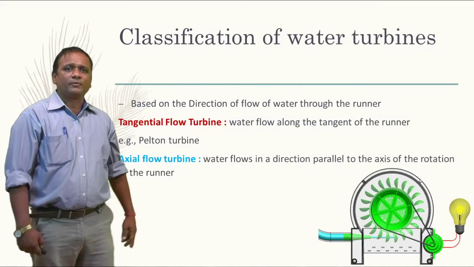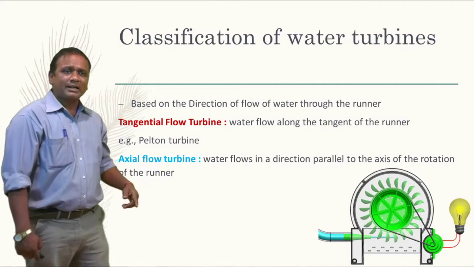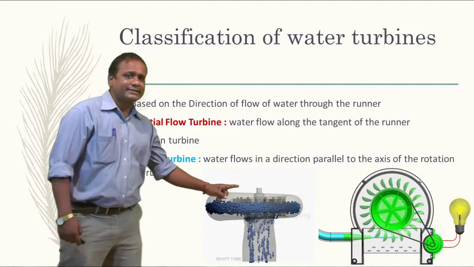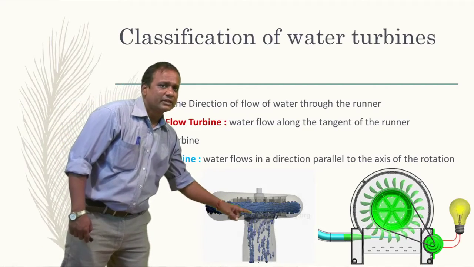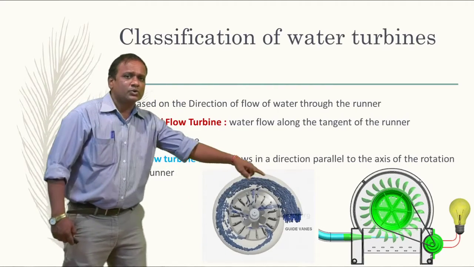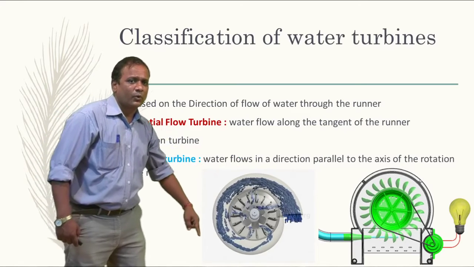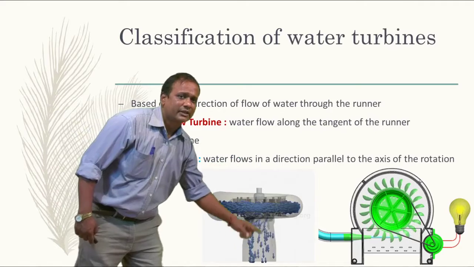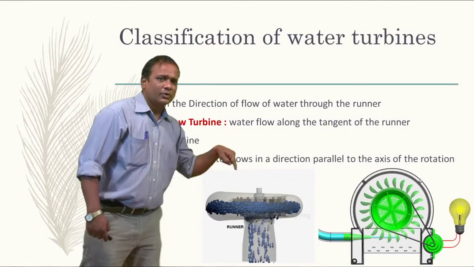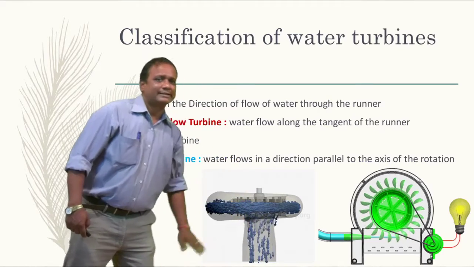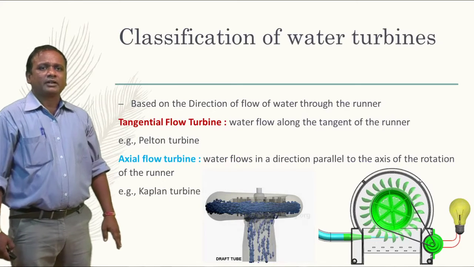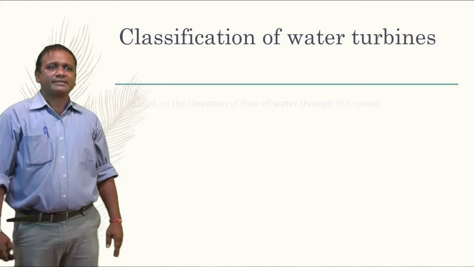Next is axial flow, where the water flows in a direction parallel to the axis, as you could see here, right? This is the axis of the system. Now water flows into it, and you can see the flow is parallel to the axis. If that happens, we call it an axial flow turbine. The example is again the Kaplan turbine.